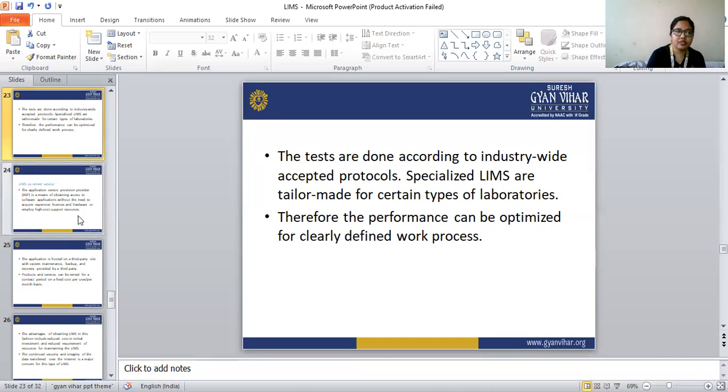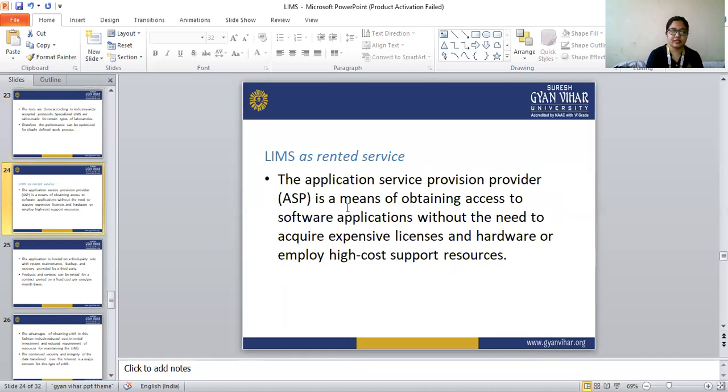Next one is LIMS as a rental service. The application service provision provider, that is ASP, is a means of obtaining access to a software application without the need to acquire expensive licenses and hardware, or employ high-cost support resources. ASP is the fourth architecture.